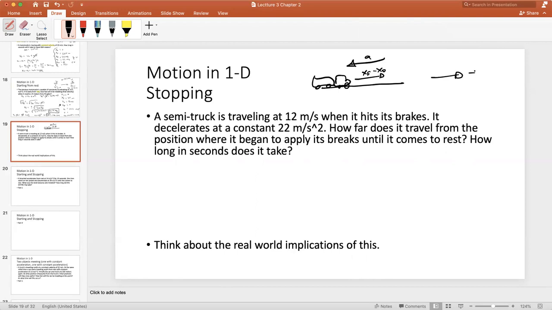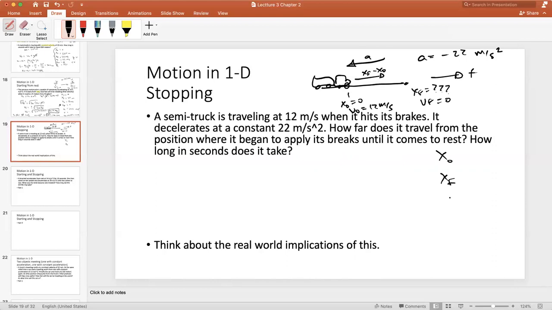And this way is going to be positive. So its acceleration is a deceleration. It's trying to stop. And we know that x initial is 0 and v initial is 12 meters per second. We know that a is negative 22, negative because it's a deceleration. And we know that v final is 0. We don't know what x final is, and we don't know what t is.